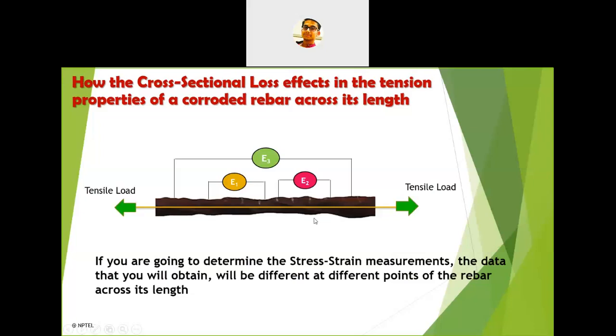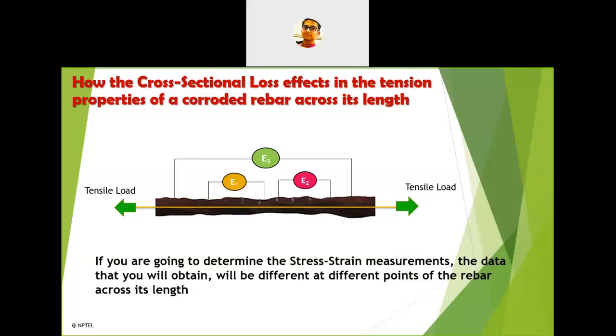Now when you give some tensile load, it is quite obvious that you will find three different types of data from three different places. So what we can do is take the average and say that this is the behavior, this is the measurement. This is the actual problem that happens in the case of the corroded bar.